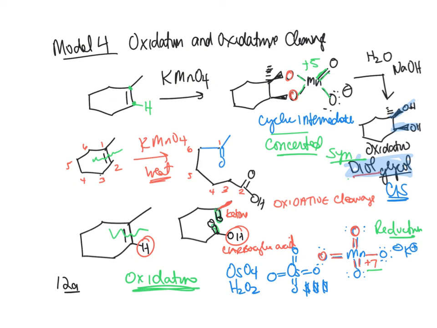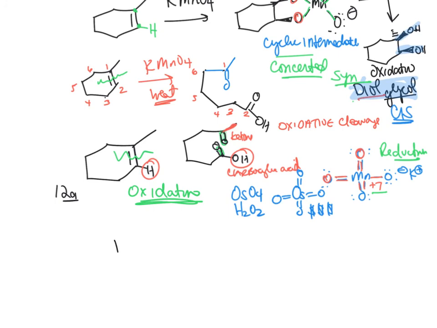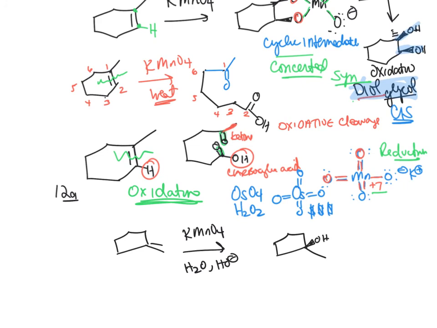Predict the products of the following reaction. Okay, so what did you do? You can add this to your reaction sheet. Potassium permanganate, water, and base. Okay, so this is mild, there's no heat, and I would just put my OH here, and you can just do an OH there just to show the stereochemistry.